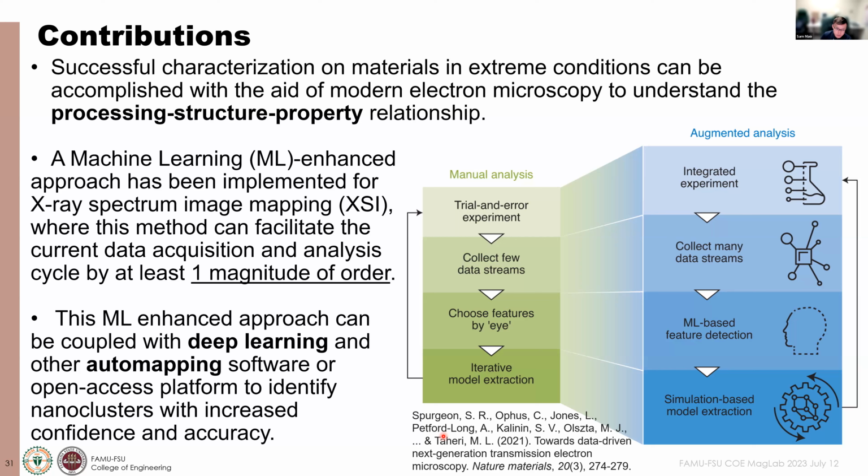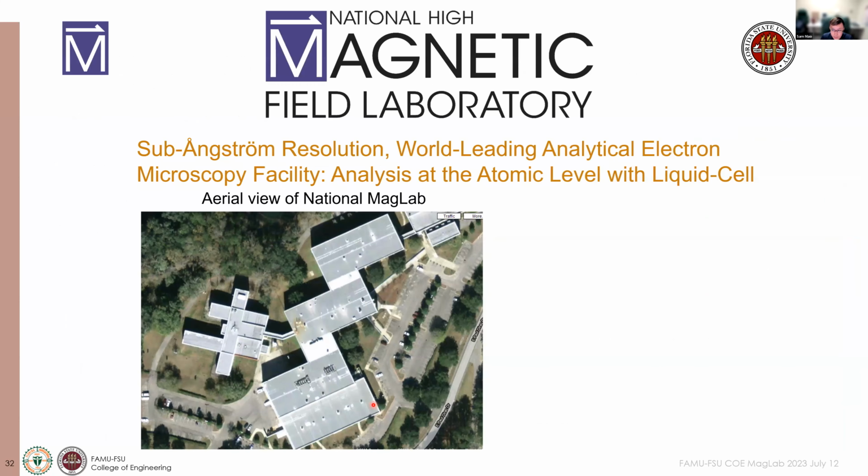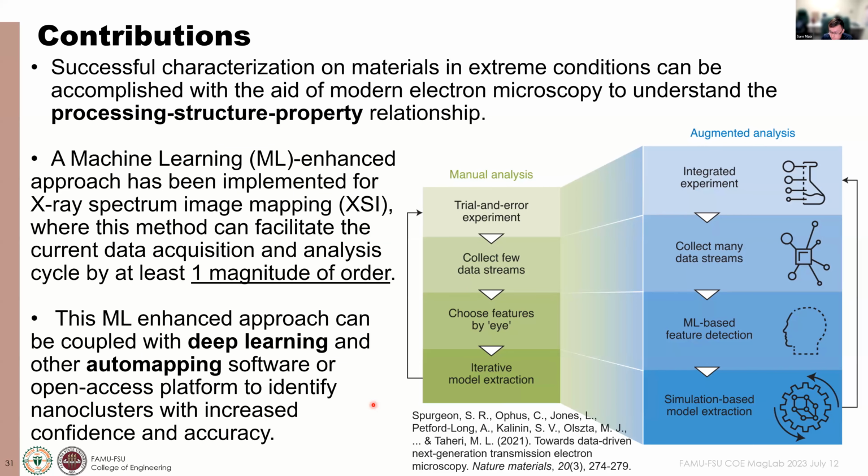And also the recent trends of deep learning and auto mapping software can greatly improve the efficiency of the characterization cycle, giving us very good confidence and accuracy in the spectroscopy data we have obtained. If you want to ask questions, I think I covered a variety of systems by applying this method.